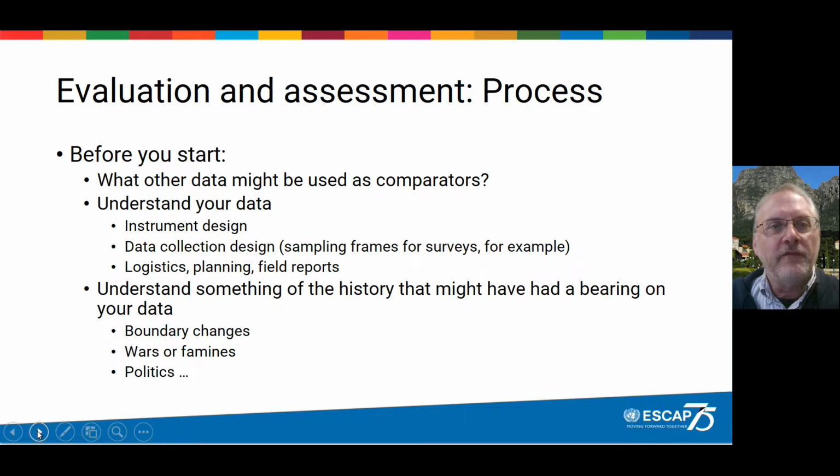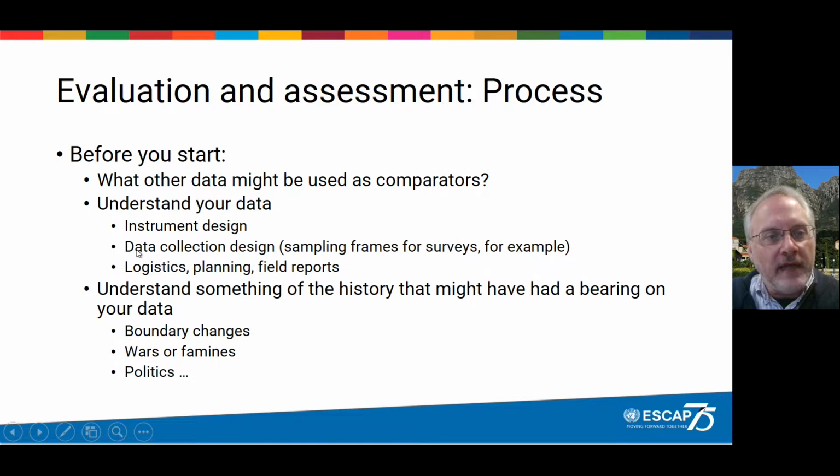To begin the process of evaluation and assessment of our data, before you even start, you need to ask yourself several crucial questions. Firstly, what other data might you want to use as comparators? Are they available? Where would you source those data from? You need to understand the data which you're going to be working with. How was the survey questionnaire, the census questionnaire designed? How were different questions coded and what options are given to people in answering certain questions?